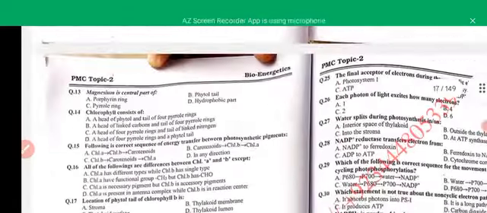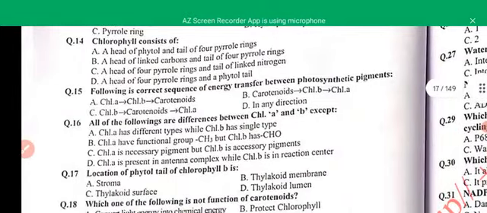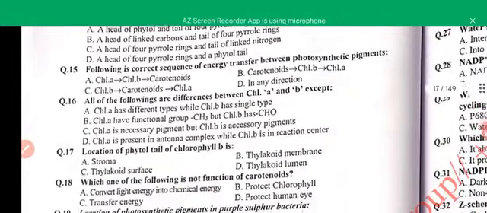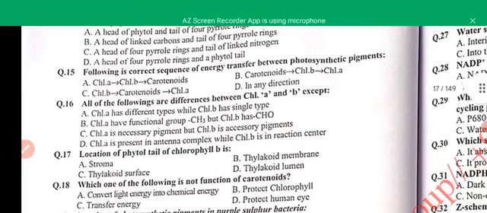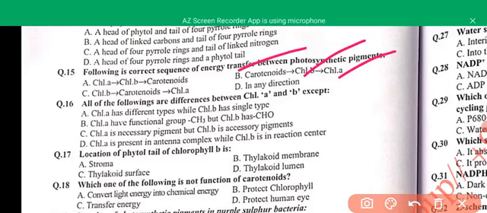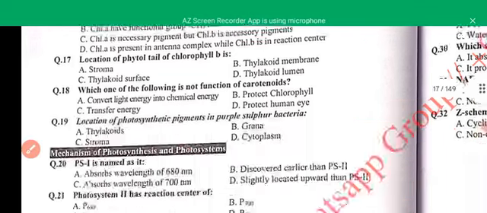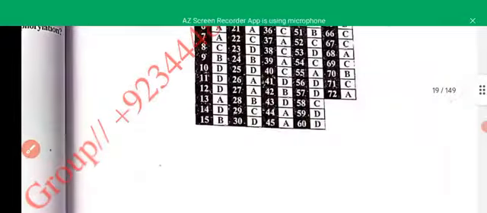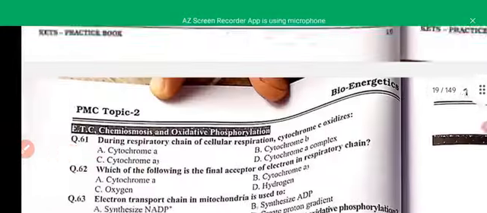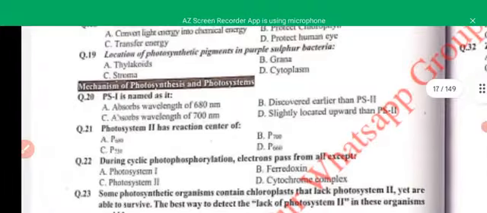The following is the correct sequence of energy transfer between the photosynthetic pigments. We know that first carotenoid absorbs, then chlorophyll b, and then chlorophyll a. So option B is correct for question 15.